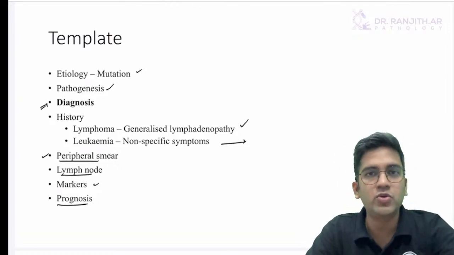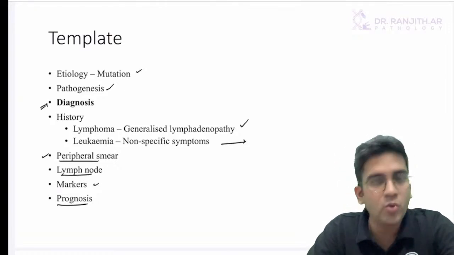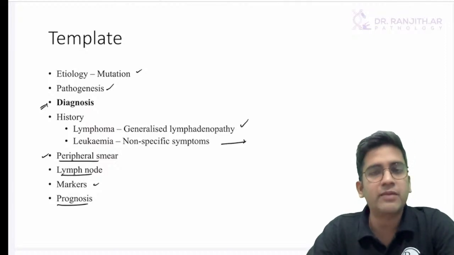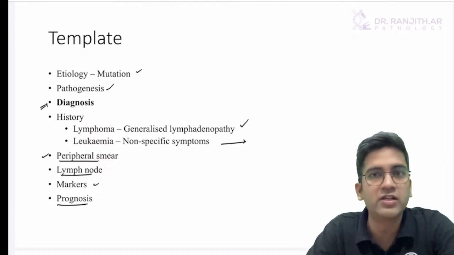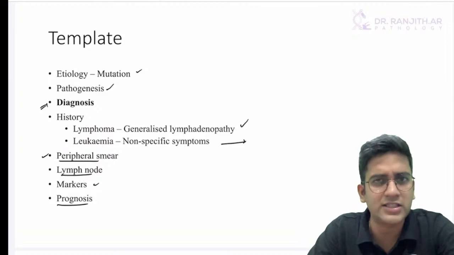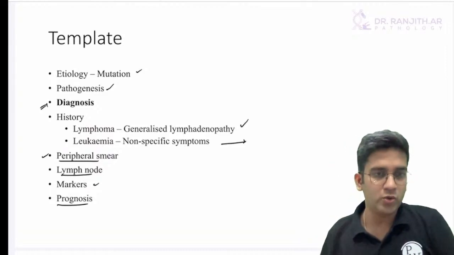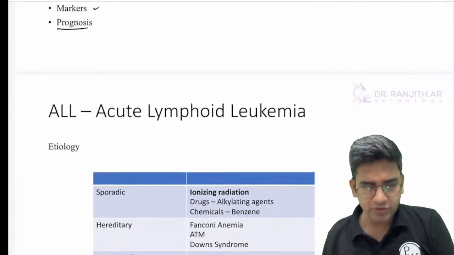At least you will be able to form a structure to the question. Even if you know one point at every heading, that makes a solid 5-10 points. That's more than enough for any 5 mark or a long answer as well, fine. So on that note, let's go on to leukemias. Okay, so first we'll go to ALL.